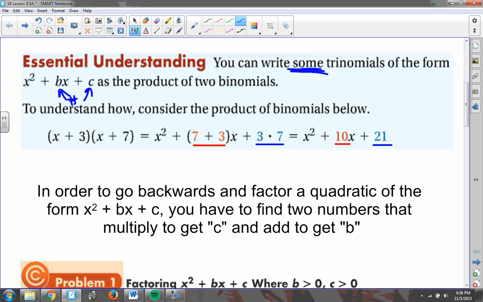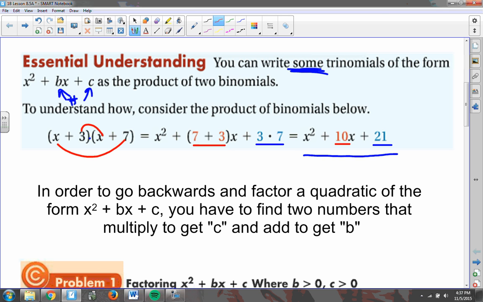To understand how, let's consider the warm-up problem that we just did. Okay, x plus 3 times x plus 7. That was our warm-up problem. And yes, we ended up over here with x squared plus 10x plus 21. The question is, how did we get there? Well, in order to find the middle term on the x's, that was our outside and our inside. X times 7 and x times 3. But when we add those up, it's 3 plus 7 times x, or 7 plus 3 times x. That gave us our 10.